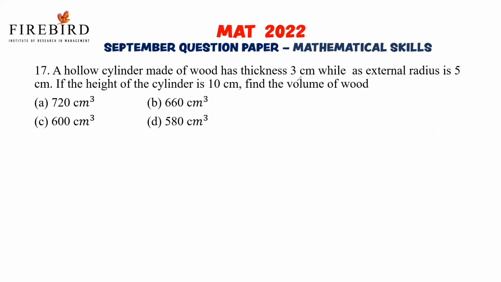Hollow cylinder. Then I'll come to know it is a question based on hollow cylinder. They're asking the volume of the wood. The volume formula for a hollow cylinder is pi h into capital R square minus small r square. Now see the question.